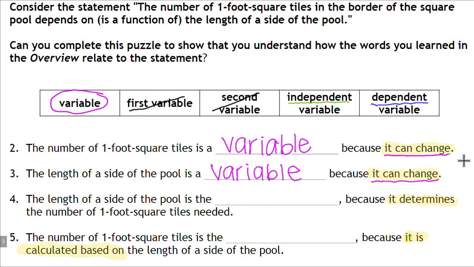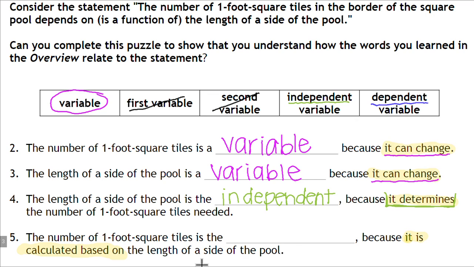Now looking at number 4, the length of a side of the pool is the blank because it determines the number of 1-foot square tiles needed. So this is the one that, depending on what the builder decides on, whatever we come up with as our side length, it's going to determine the outcome for the other variable. So this one is the one that is the independent. Again, because it determines.